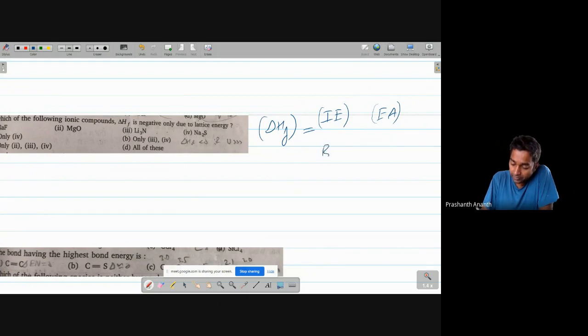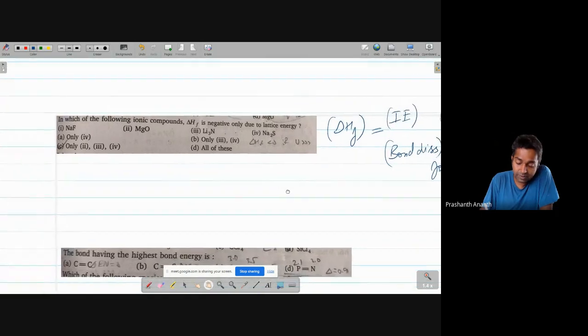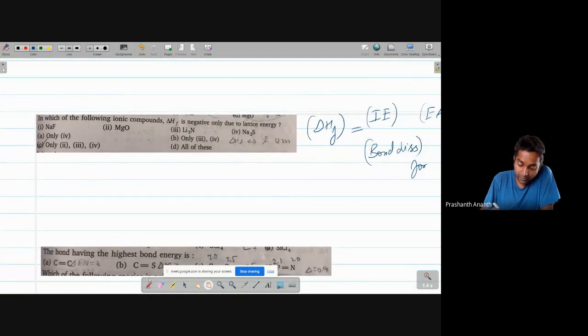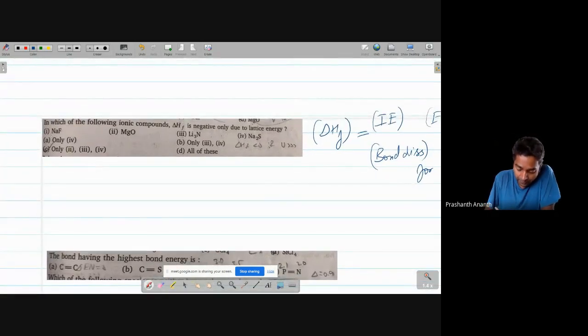So you're going to be having bond dissociation for both systems. Let's say in each of these cases here, you'll be having 4 different scenarios over here. So it's going to be IE of sodium. So in case 1, it'll be IE of sodium, IE1.